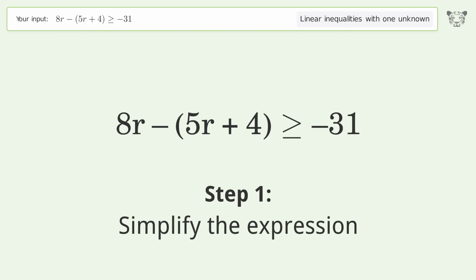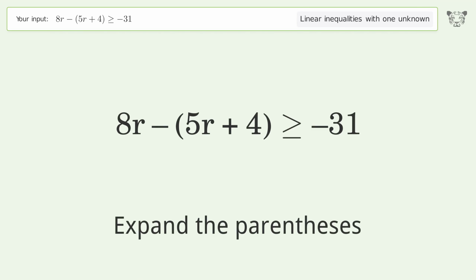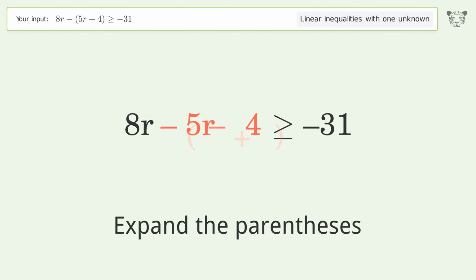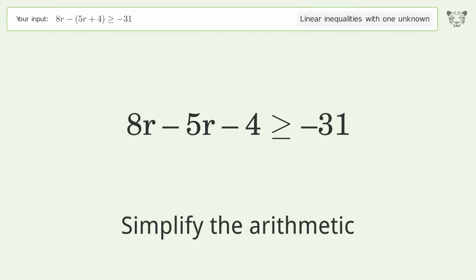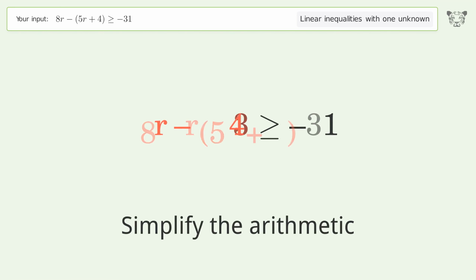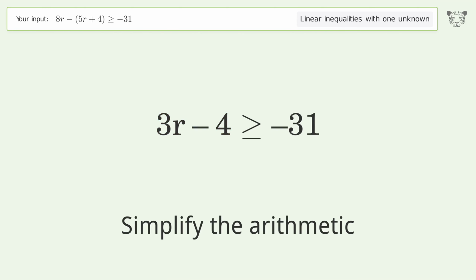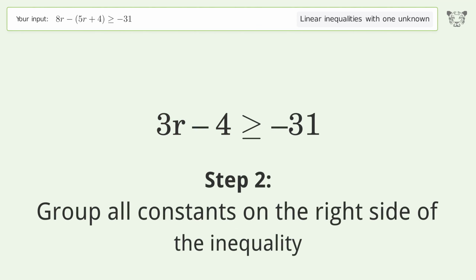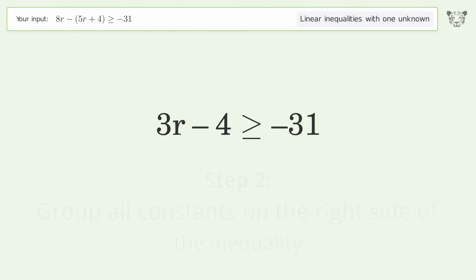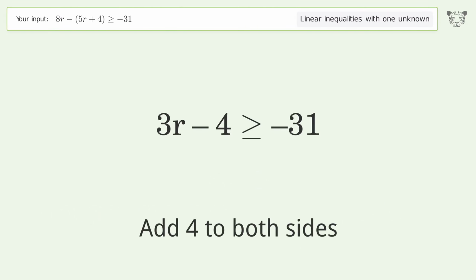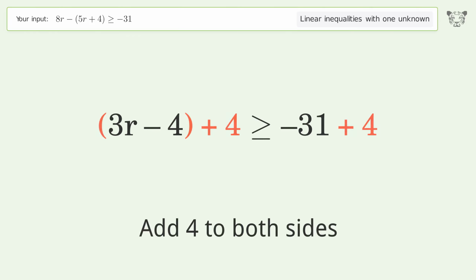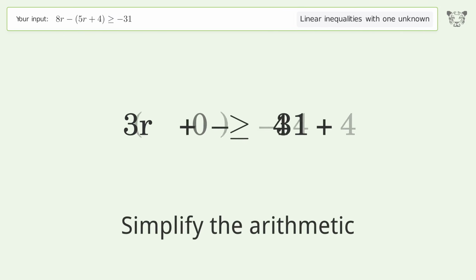Simplify the expression. Expand the parentheses. Simplify the arithmetic. Group all constants on the right side of the inequality. Add 4 to both sides. Simplify the arithmetic.